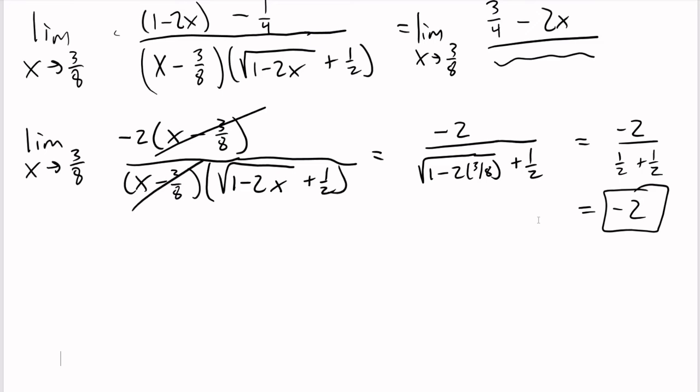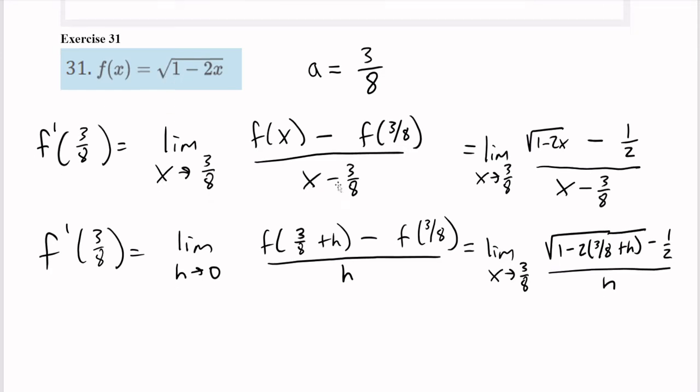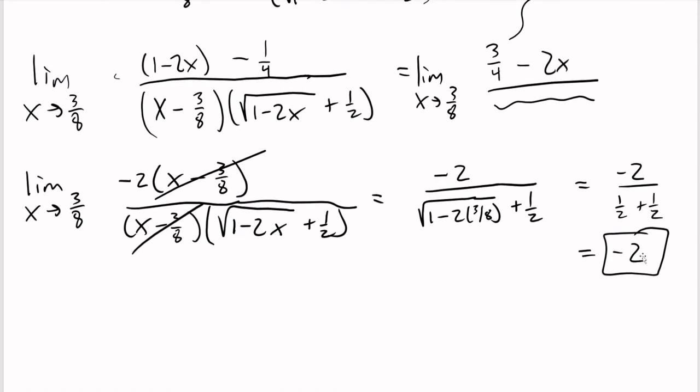This is the derivative of this function at the point 3/8. So for some reason, if this was your height or distance or something like that, and x was time, just as an example, then we'd be saying at time 3/8, whatever the units are, you would have an instantaneous velocity of negative 2 and then units. So there you go. That's the derivative.